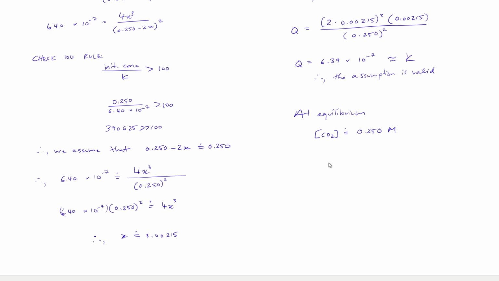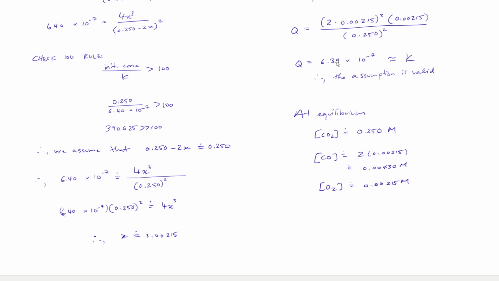My concentration of carbon monoxide, though, is given as 2 times x, so 2 times 0.00215. So my carbon monoxide concentration is given as 0.00430 molar, and my oxygen concentration is given as approximately 0.00215 molar.